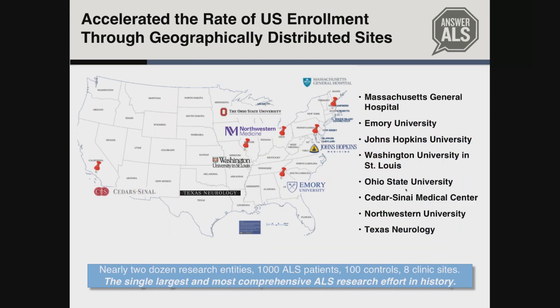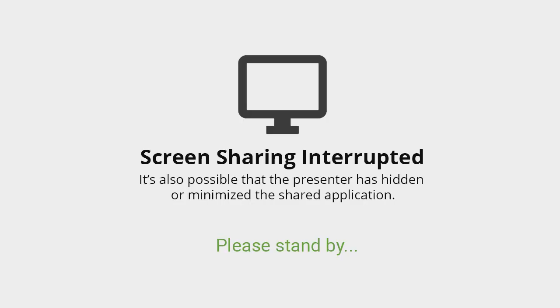As I mentioned, we have 8 clinical sites around the country: Massachusetts General Hospital, Emory, Johns Hopkins, WashU, Ohio State, Cedars-Sinai, and most recently we were joined by Northwestern University and Texas Neurology. And each of these sites has done a really terrific job enrolling and caring for our participants over the past couple of years.